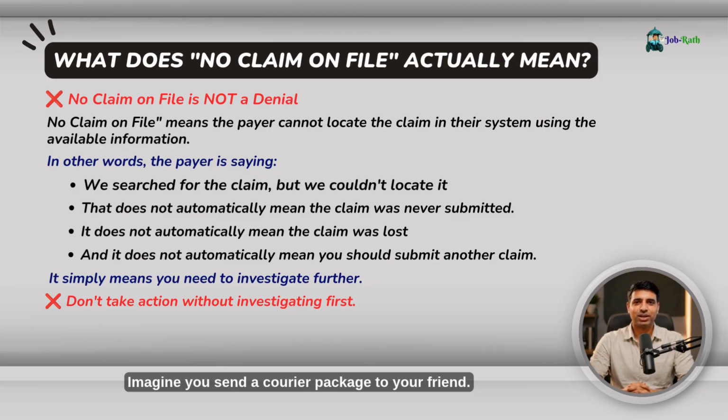Imagine you send a courier package to your friend. A few days later, you call the courier company and ask, "Can you tell me the status of my package?" The representative checks the system and replies, "We don't have any package under that tracking number." Does that automatically mean your package was lost? No, maybe the package was never shipped. Maybe the wrong tracking number was entered. Maybe it was sent to the wrong distribution center. Maybe it has not been scanned yet. Or maybe the representative searched using the wrong information.